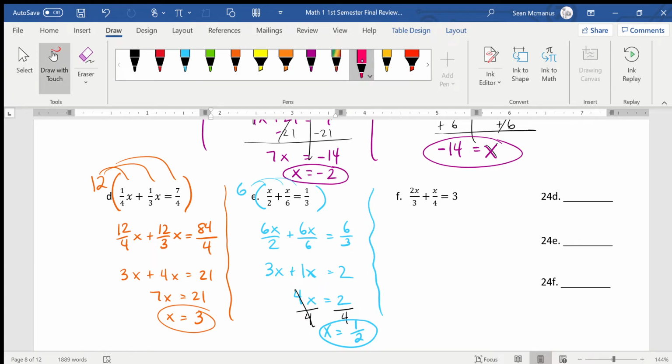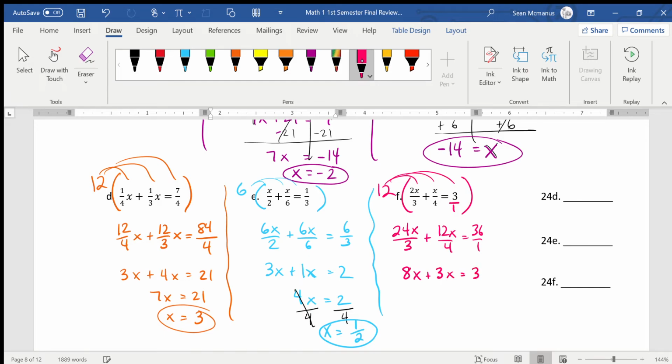And then at the very end of the row here, another one. So 3 over 4, remember this 3 is not a fraction, so I'm going to put it over 1. And again, common denominator here would be 12. So I'm going to multiply 12 all the way through. 24x over 3 plus 12x over 4 equals 36 over 1. And if I divide all these numbers out, they'll go away. 8x plus 3x equals 36.